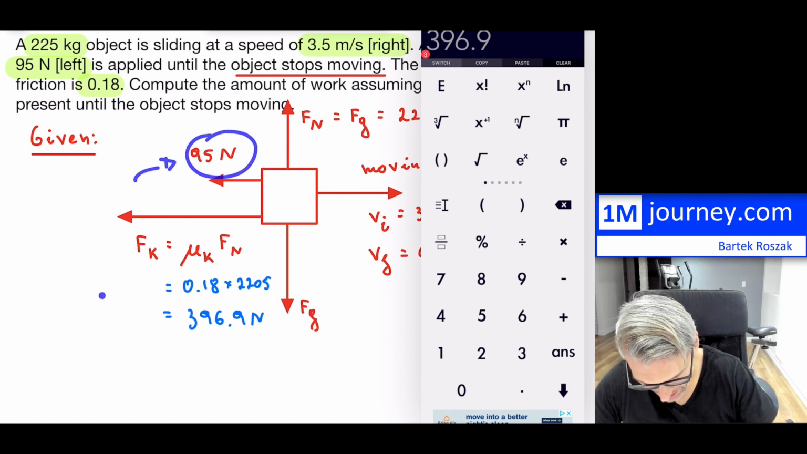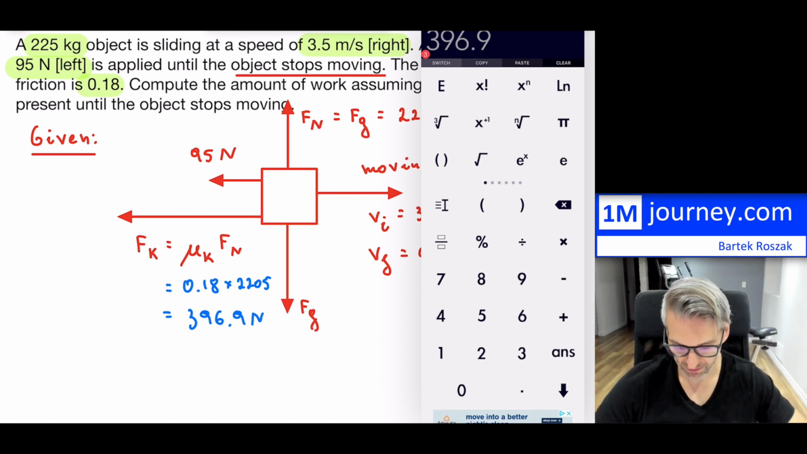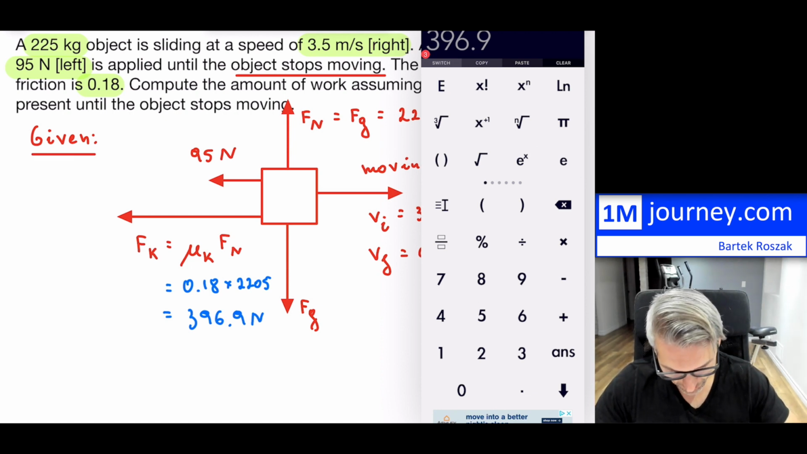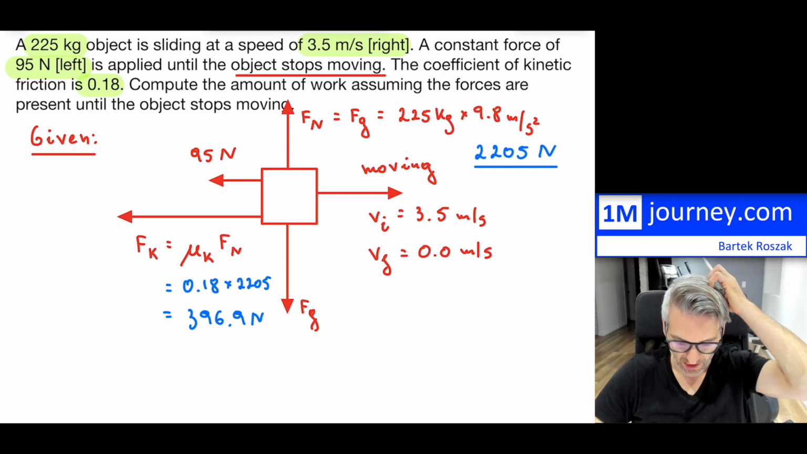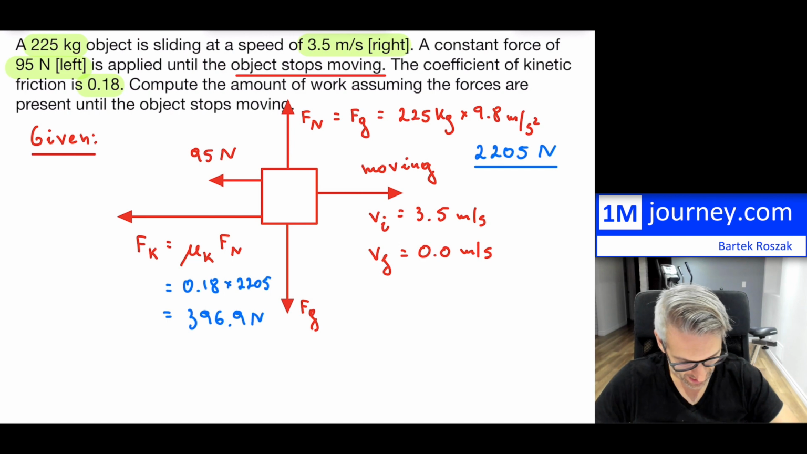So the actual kinetic force is slowing this thing down much more so, almost 4 times as much as your applied force. All right, so from here, this is my free body diagram, and now I can try to figure out what I'm going to need. Now I need to figure out work.